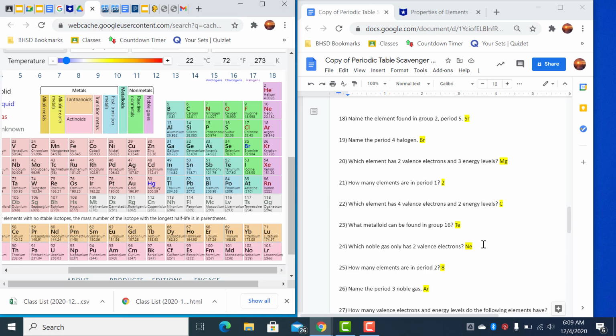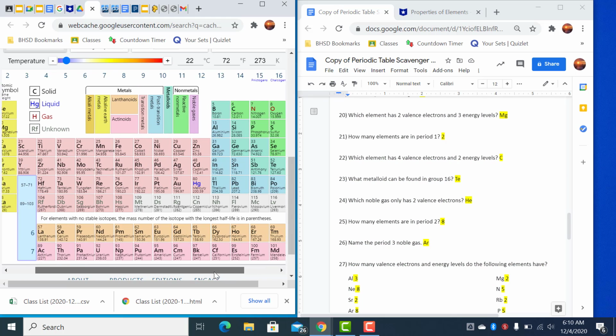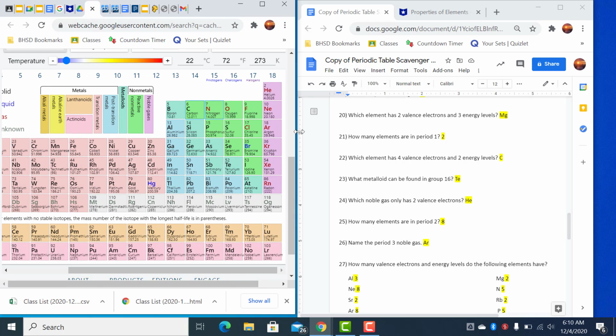Which, look at that. Double check your work. Not neon, helium. I think I might have thought mistakenly which noble gas has 2 energy levels, and that would be neon, but no, this answer is helium. Okay, 25. How many elements are in period 2? That's 8. So if you count those, 1, 2, 3, 4, 5, 6, 7, 8. There are 8.